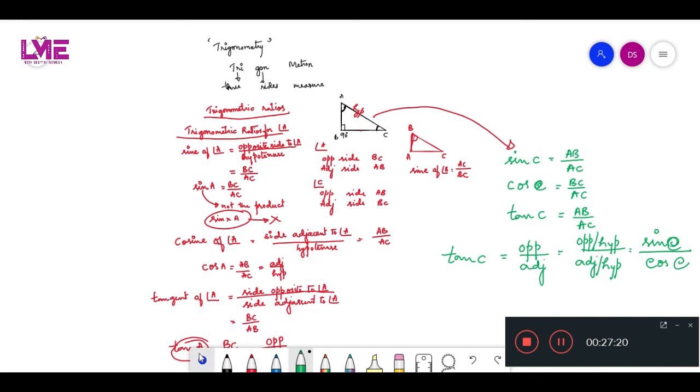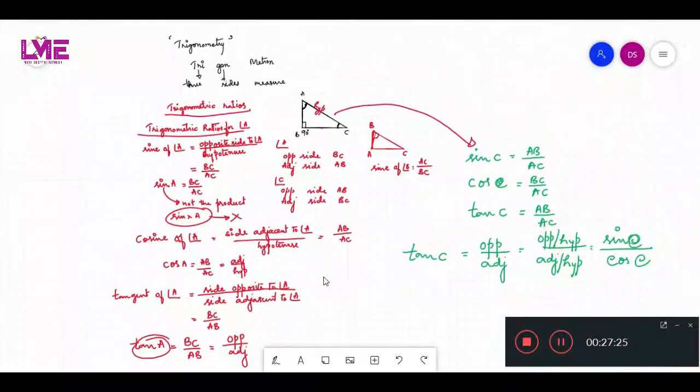I hope all three trigonometric ratios are clear, let me re-brief them. Sine of angle is opposite by hypotenuse. Cosine of angle is adjacent side by hypotenuse. And tangent of angle is opposite side by adjacent side, or you can also say tangent of angle is sine of that angle divided by cos of that same angle. Let me stop here. There are three more trigonometric ratios which I'll be discussing in the next video. I hope the concept is clear.